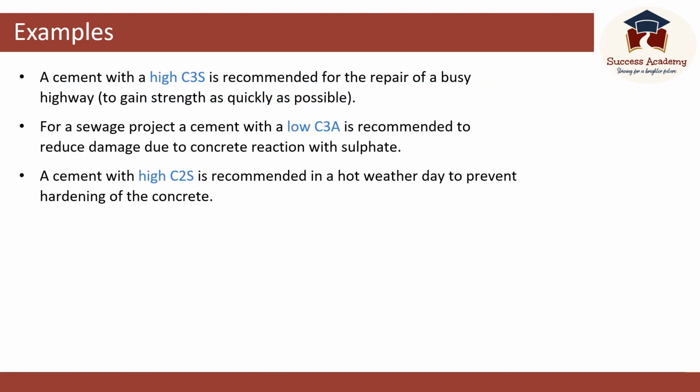As the four compounds are responsible for different functions, when we are selecting a cement for a particular application, we need to look at the percentages of the four compounds in the cement. For example, a cement with high C3S is recommended for repairing a busy highway where we need to gain the strength quickly. For a sewage project, a cement with low C3A is recommended because otherwise the cement will react with sulfate. A cement with high C2S is recommended when we have to delay the setting, for example, when we do concreting in hot weather.